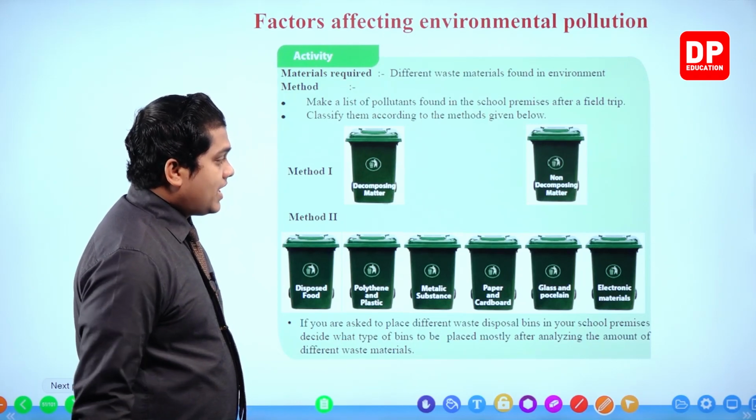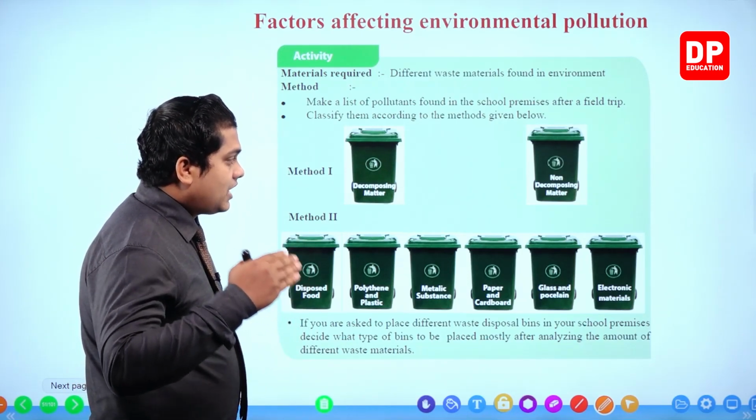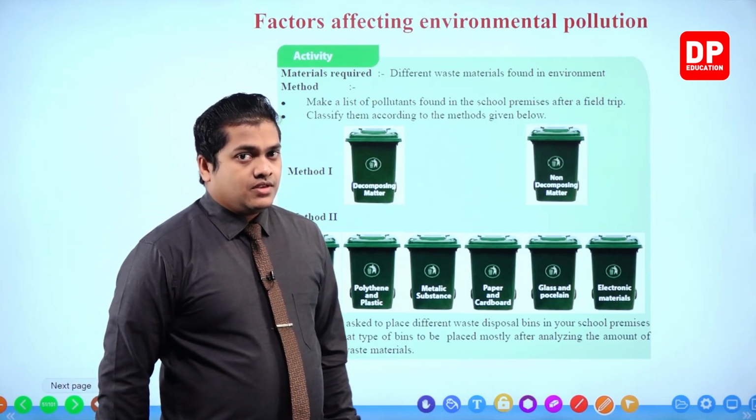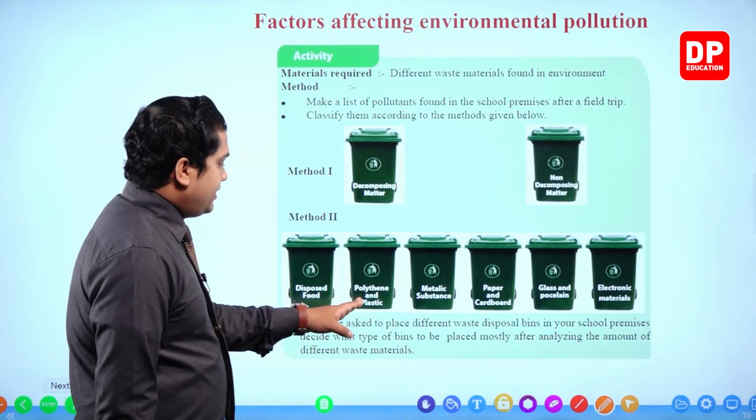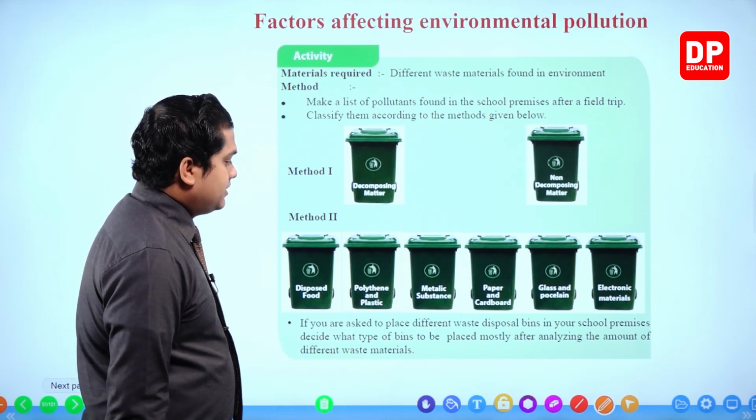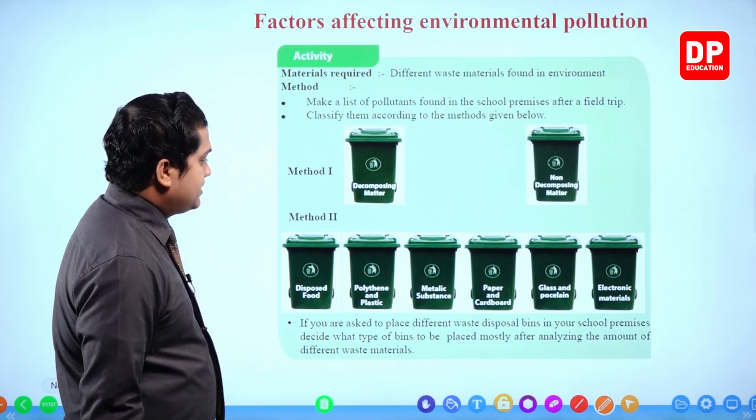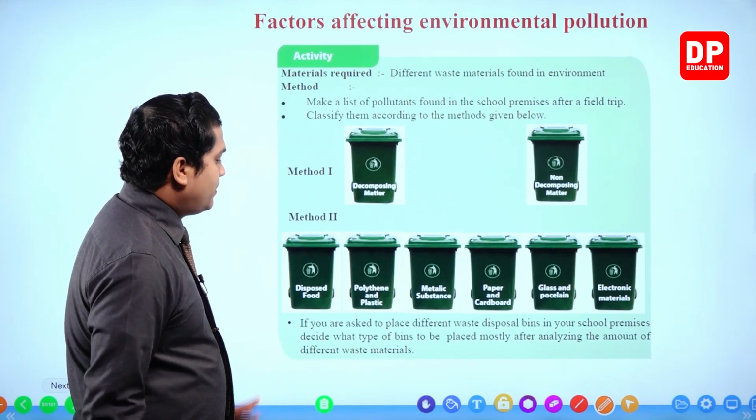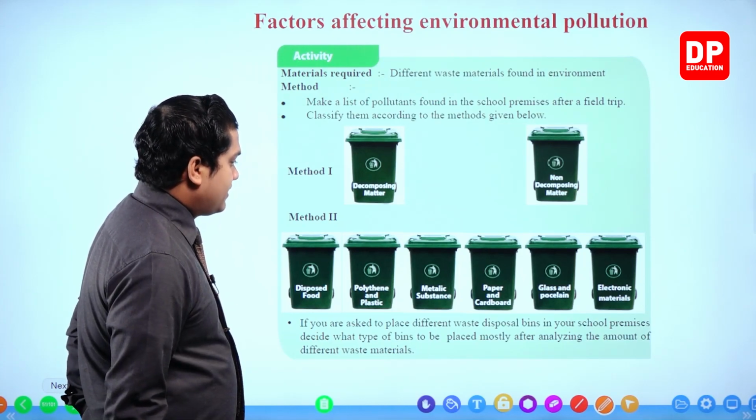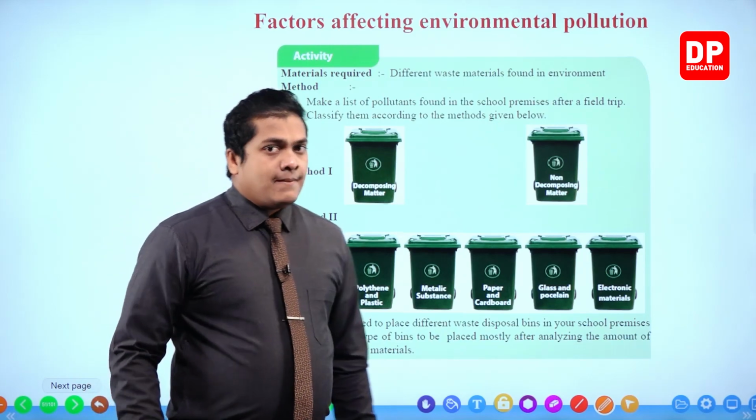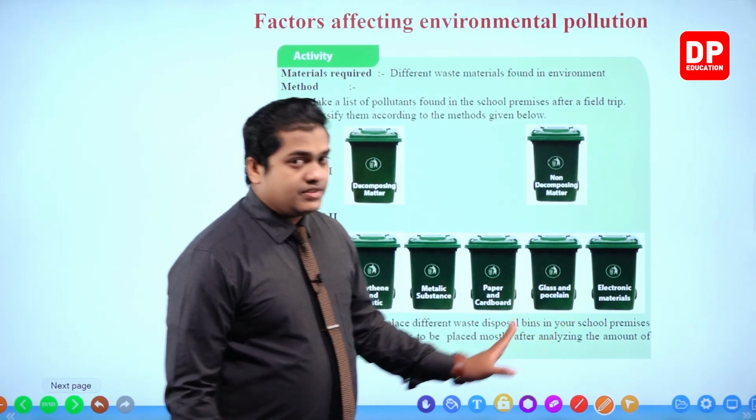So that means, my dear children, we have to take these waste materials and analyze them, and you have to keep different kinds of bins or baskets to add these waste materials. You have to classify these things like this: disposed food, polythene and plastic, metallic substances, paper and cardboard, glass and porcelain, then electronic materials. So this is the second method. Actually, by analyzing these different kinds of waste materials, we'll be able to decide on these kinds of bins.